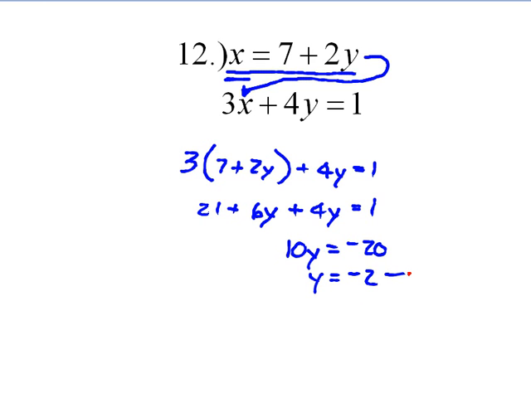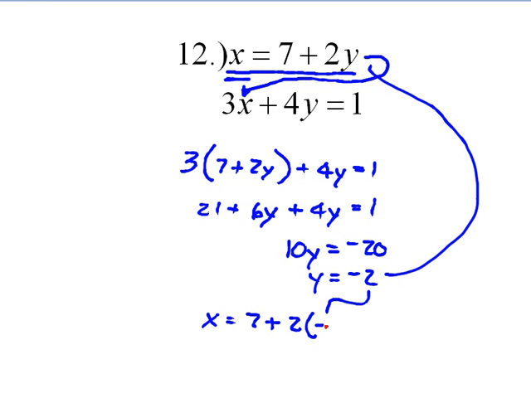Now we've got our value for y, but we still need to find the value for x. So we'll put this back into that equation. X equals 7 plus 2 times our y, -2. And we'll get x equal to 7 minus 4 is 3. So our point that solves both these equations simultaneously is 3, -2.